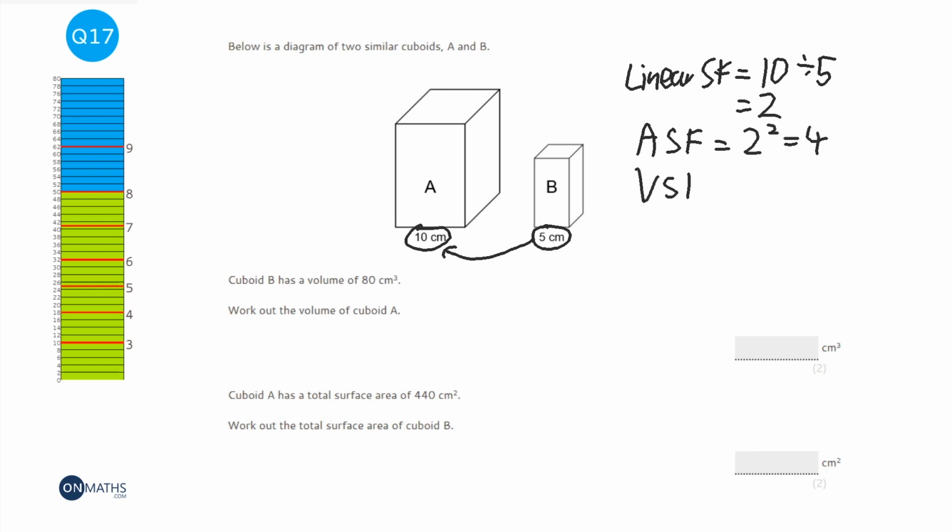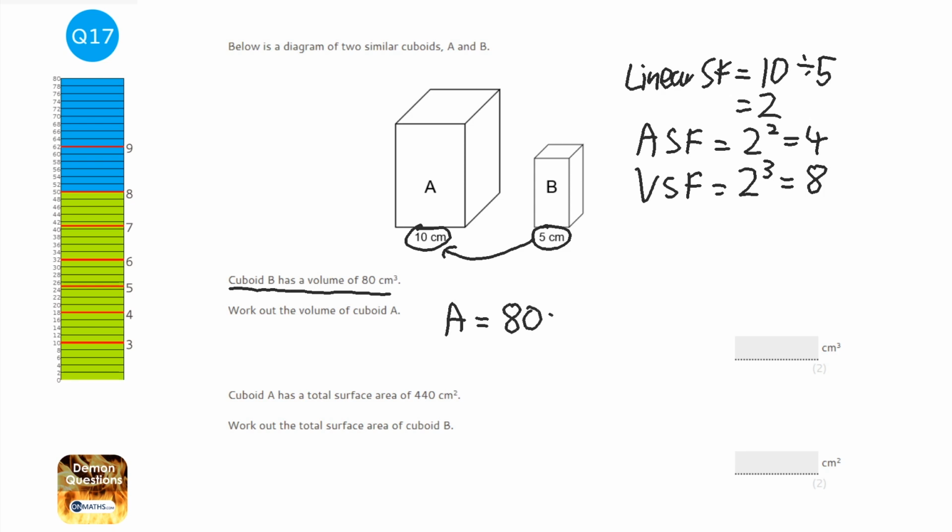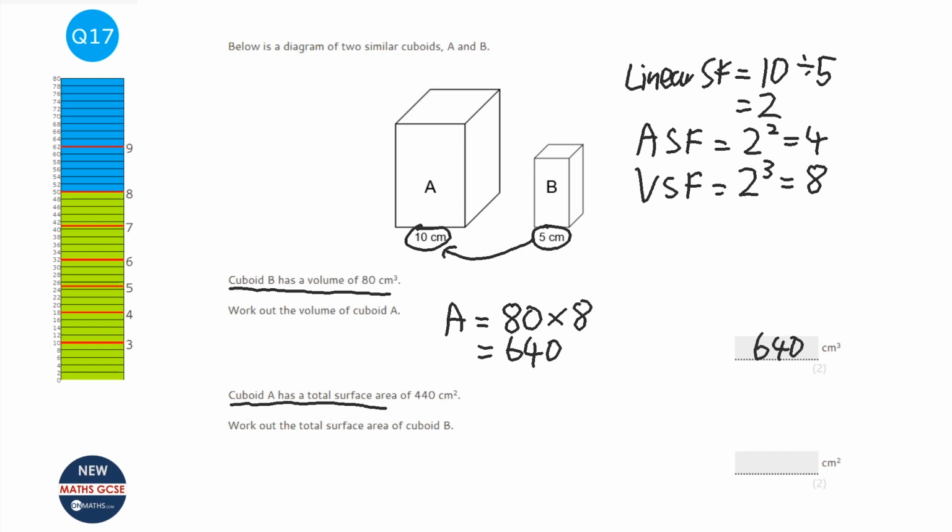The volume scale factor is always the cube of the linear scale factor. So we cube the linear scale factor and it's 8. So with this first question, it says cuboid B has the volume of 80. So if B has 80, the volume of A is going to be 80 times the volume scale factor, which is 8. So that's going to be 64 with a 0, so 640. And it's that simple.